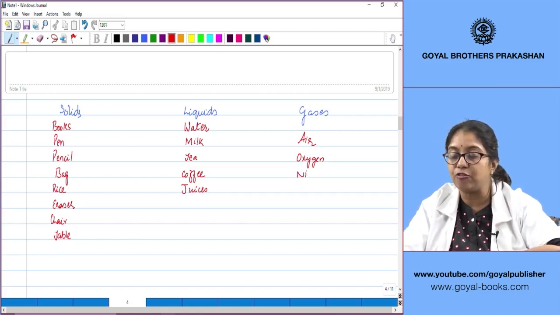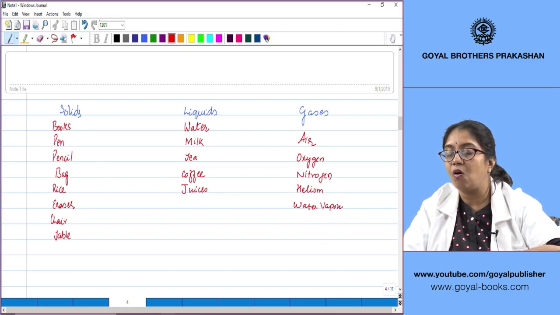Then we have nitrogen, then we have helium, water vapor. All these are examples of gases.